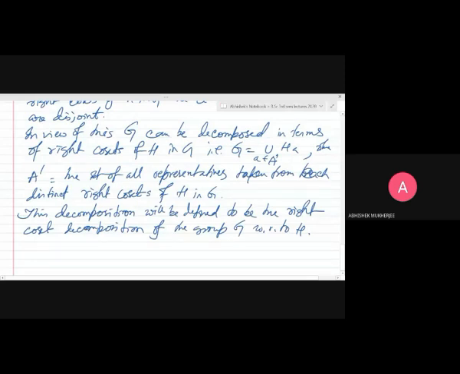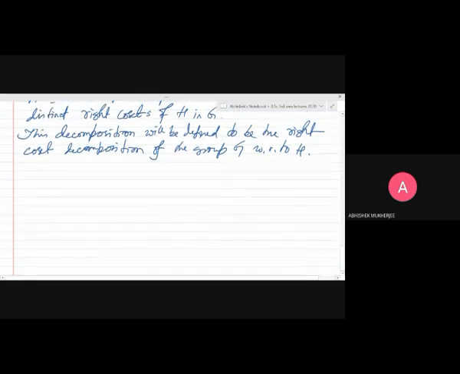So you can decompose the group G in terms of left cosets and right cosets. The first one will be called the left coset decomposition of a group, and the second one will be called the right coset decomposition of a group. Okay, fine.